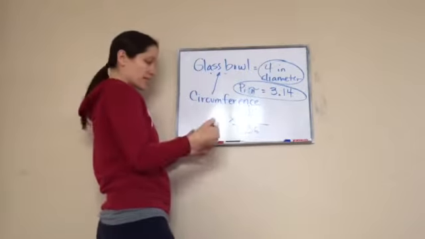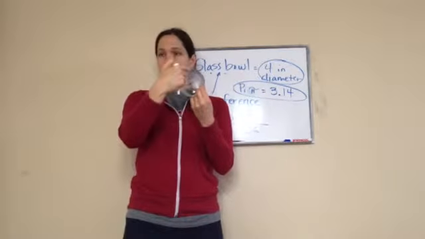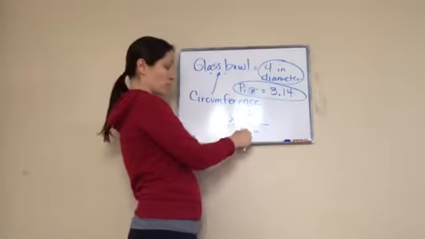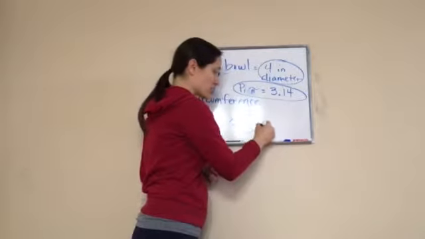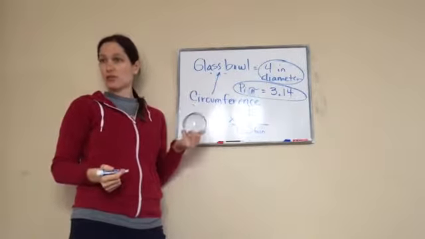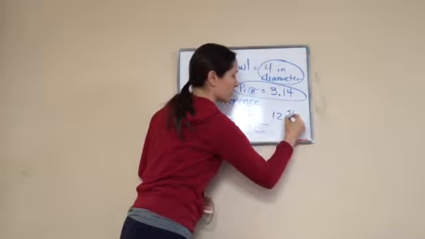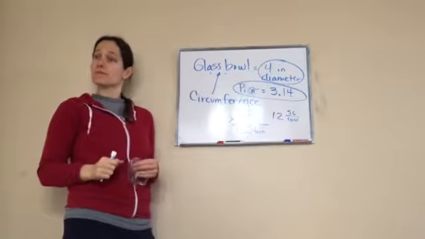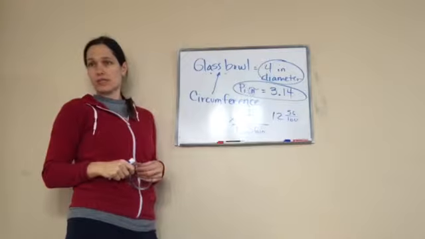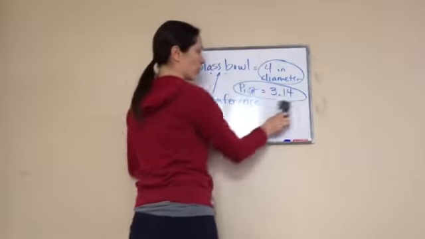So, what's the distance around this circular object? 12.56. 12.56 hundredths of an inch. So it's 12 inches and 56 hundredths of an inch. Got it? So it'd be like 12 inches and 56 out of 100. That is what it would look like as a fraction, a mixed number. Okay? You got it?